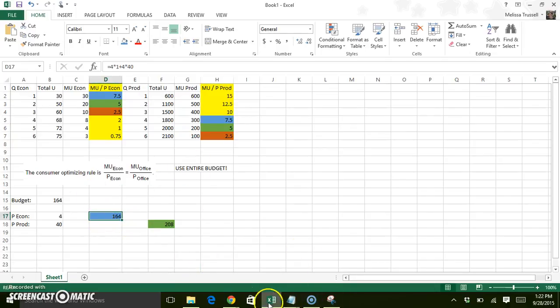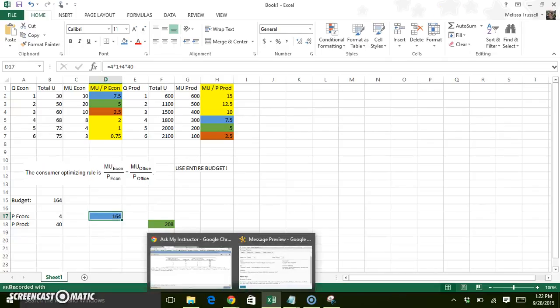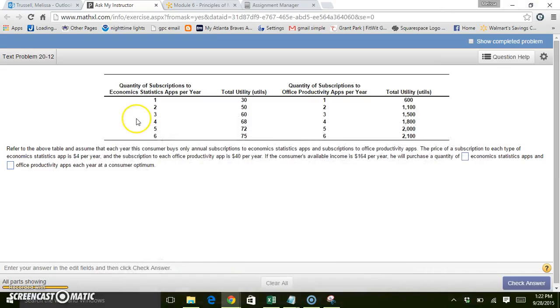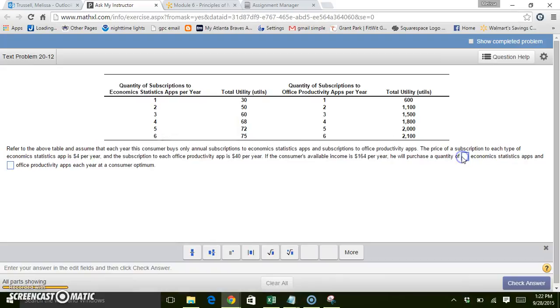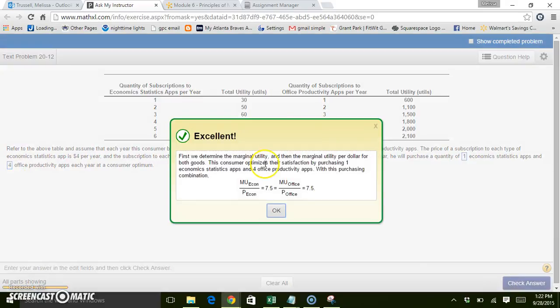So I'm going to flip back to the homework problem and put in that information. So we want 1 econ app and 4 productivity apps, and we can check that, and we're good to go. And it tells us, see, that our mu over p should be 7.5, which is what we found using Excel.